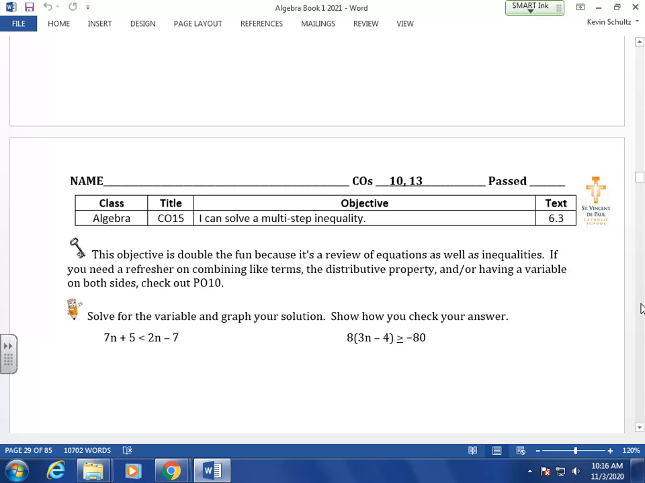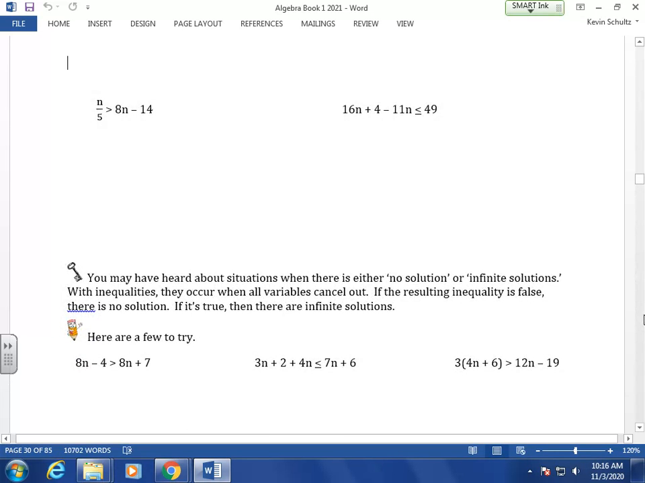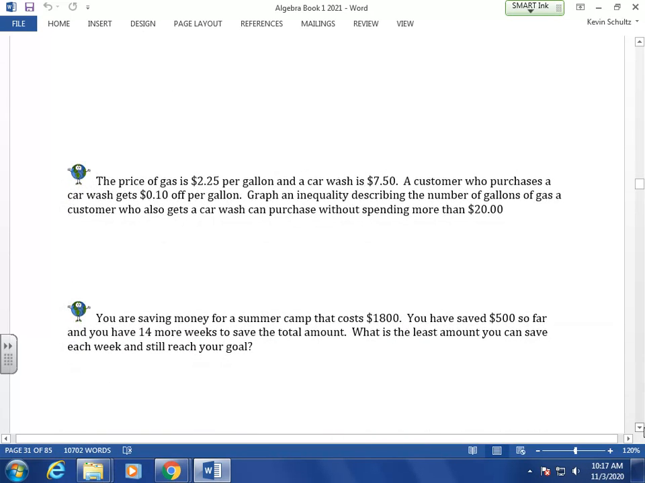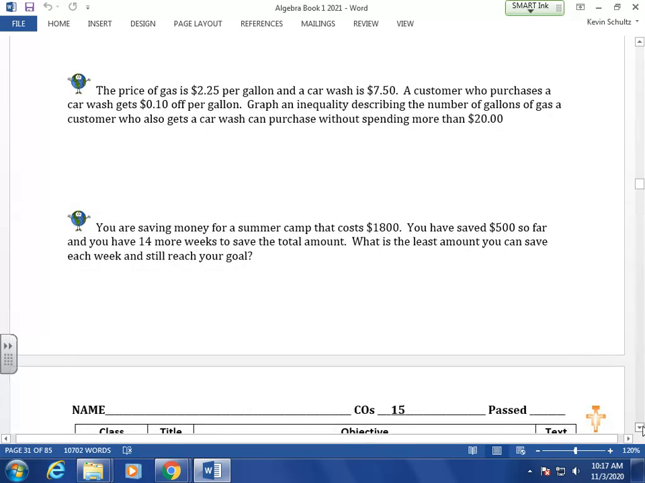All right. The word problems. Let's take a look at those. First one. The price of gas is $2.25 per gallon and a car wash is $7.50. A customer who purchases a car wash gets 10 cents off per gallon. Graph an inequality describing the number of gallons of gas a customer who also gets a car wash can purchase without spending more than $20.